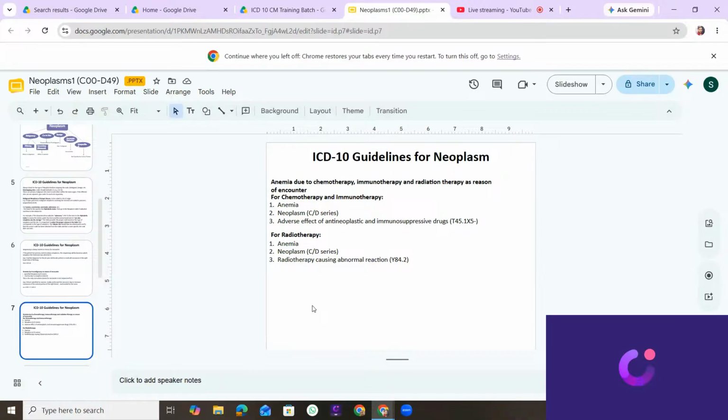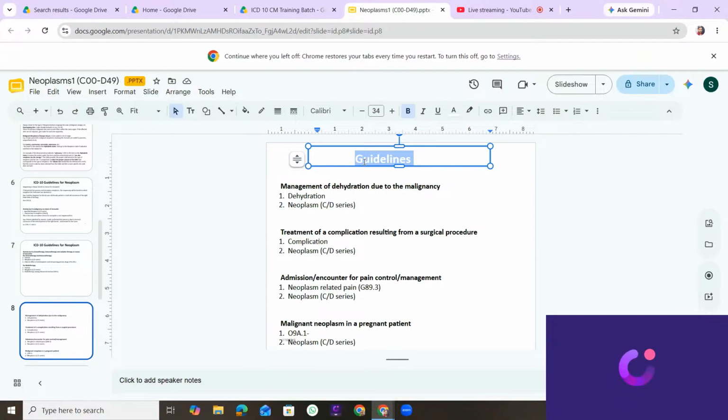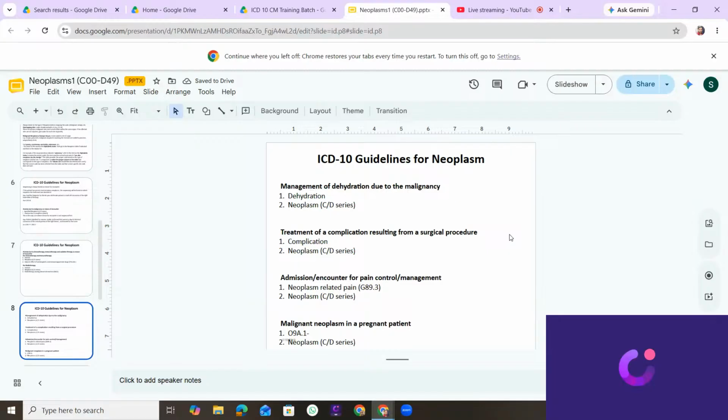So I hope this guideline will help you when you are coding for neoplasm or cancer. The next guideline related to coding is the sequencing guidelines. If you have any confusion or concern, don't feel shy, ask the question.